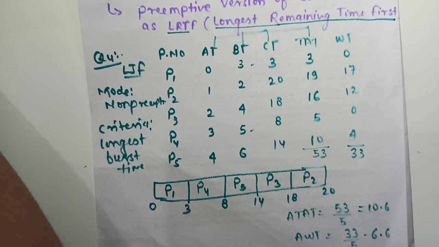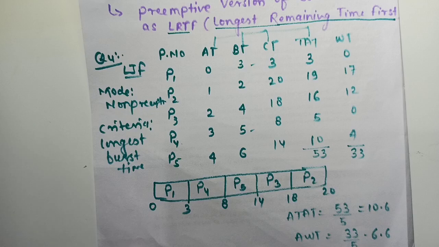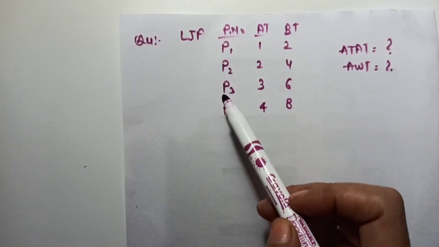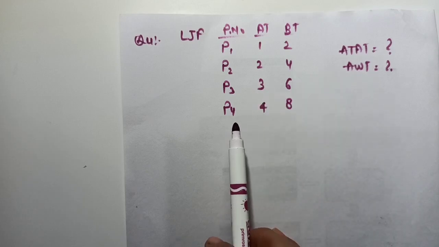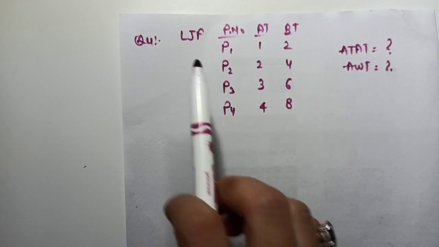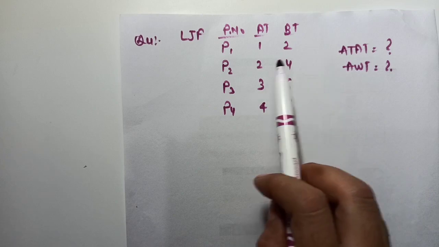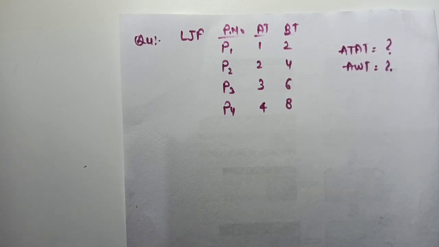I am giving you one question, solve it. If you have understood this longest job first algorithm clearly, solve that question and tell me the answer by writing it in the comment box. The question is, here the same 4 processes are given with their arrival time and burst time. You have to schedule these 4 processes using LJF and calculate the average turnaround time and average waiting time.